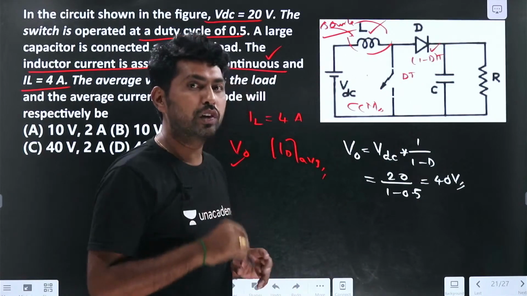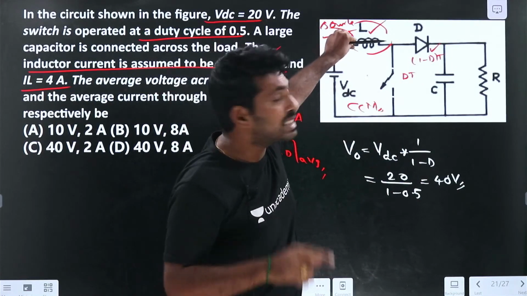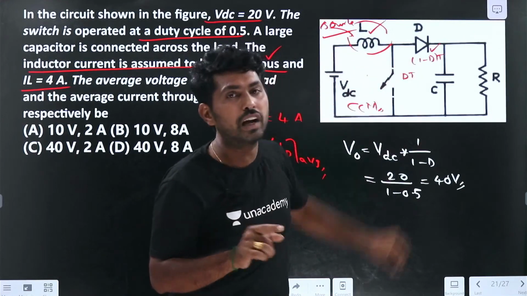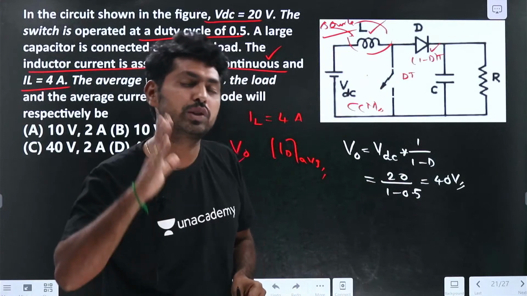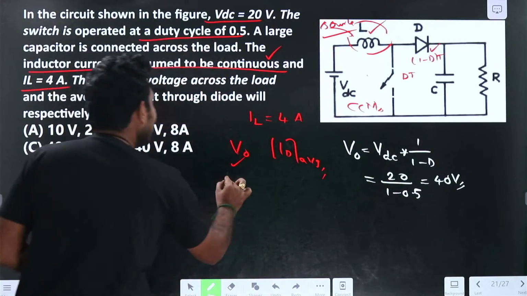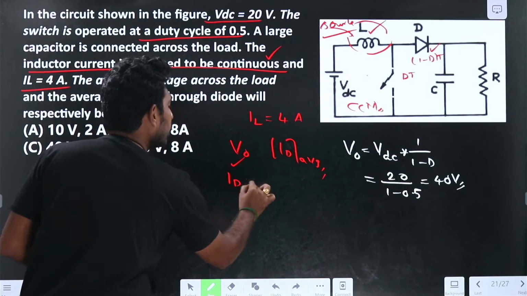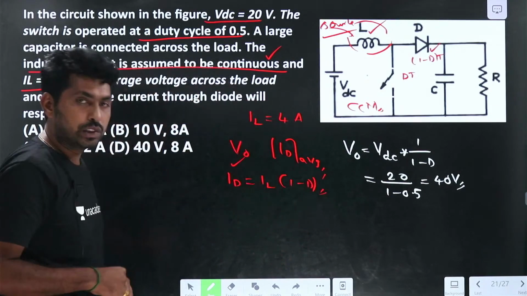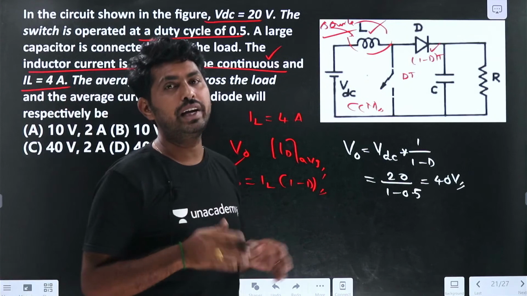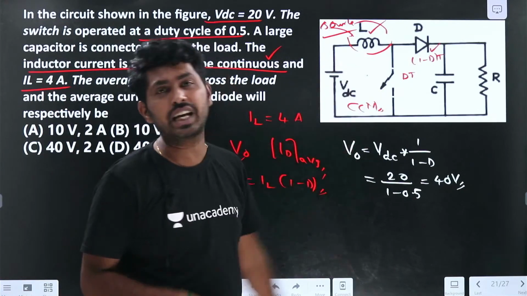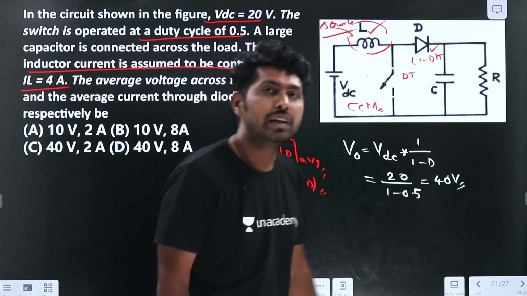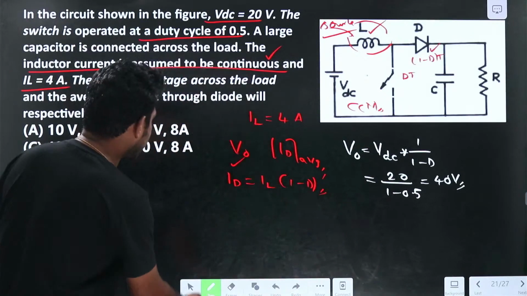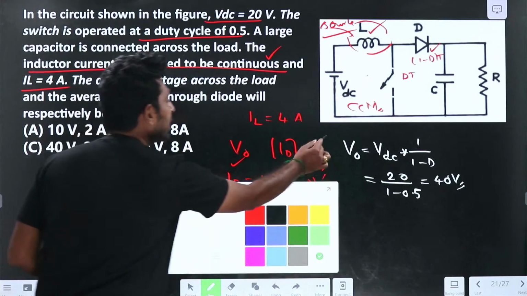What do we have to observe? The inductor current flows through the diode only during the period of 1 minus D into T. So directly we can write ID equal to IL into 1 minus D. For example, if they ask for the switch current, it is IL into the duty cycle. Here we need to take IL into 1 minus D.